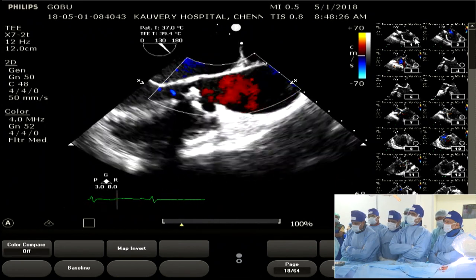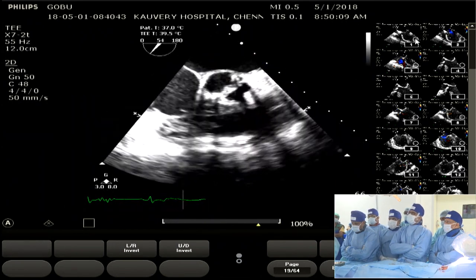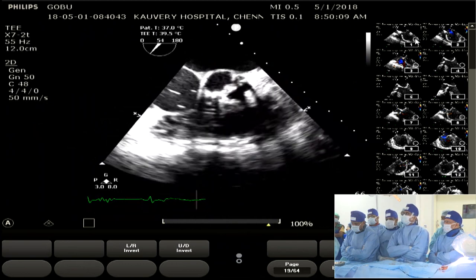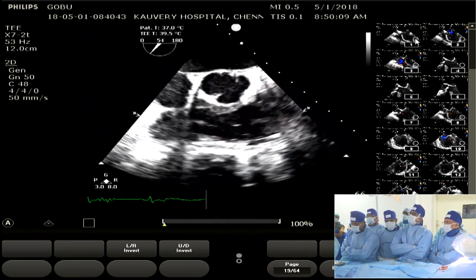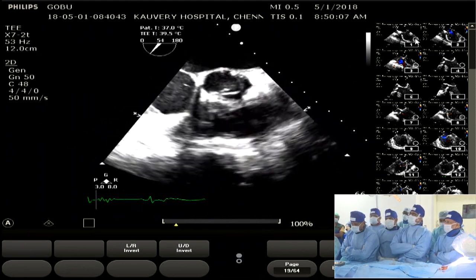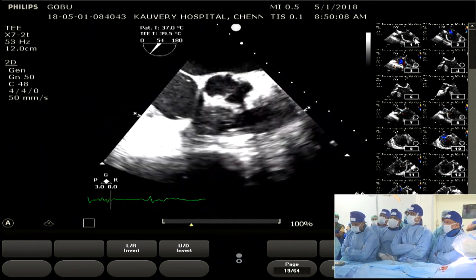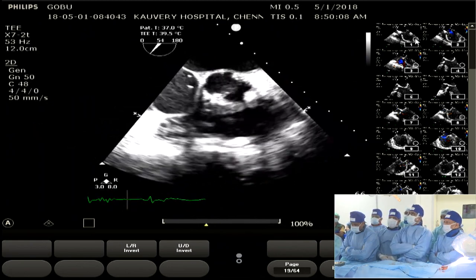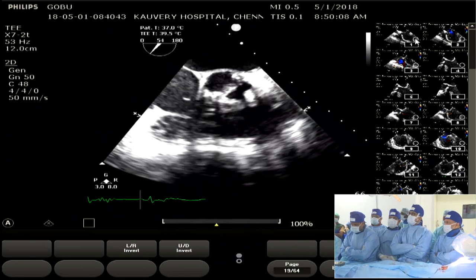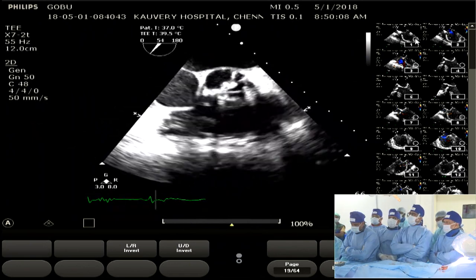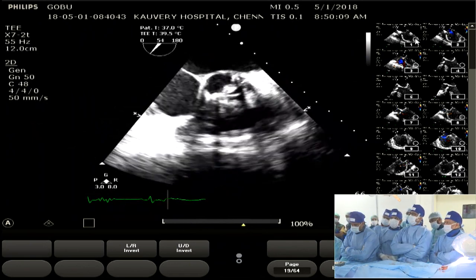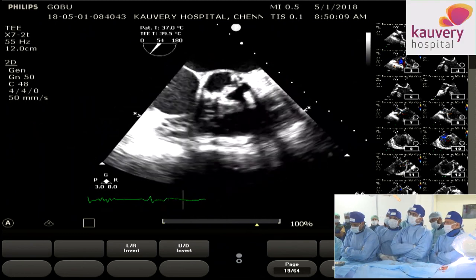Now, these are the most important views that we have been concentrating on, because this is the first time we're actually studying the valve. Is it a bicuspid, trileaflet? We don't know. Here, it is very clear. It's a bileaflet valve. It's a type 0. We were unable to appreciate any raphe, and I hope the expert panel there in the audience will agree.